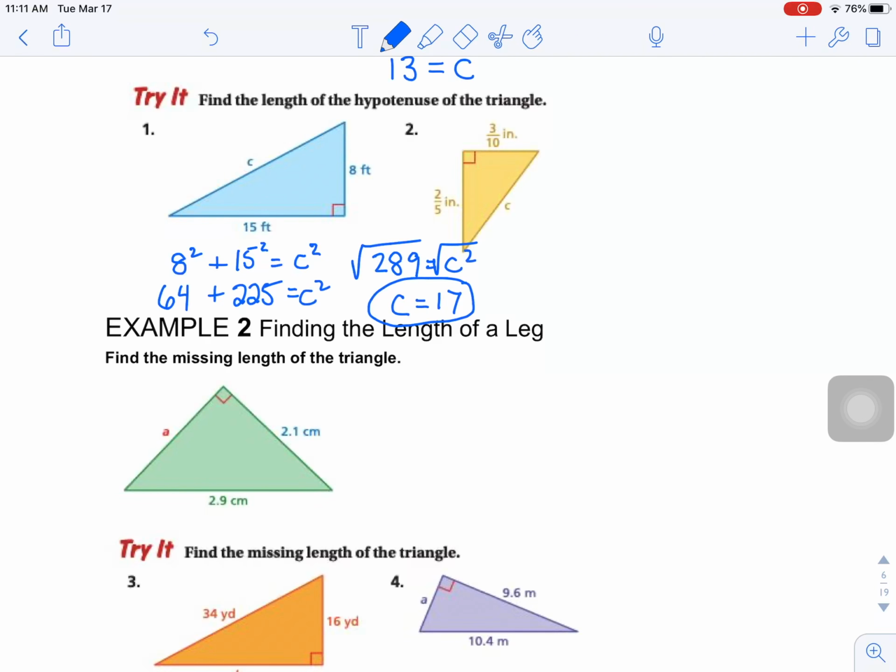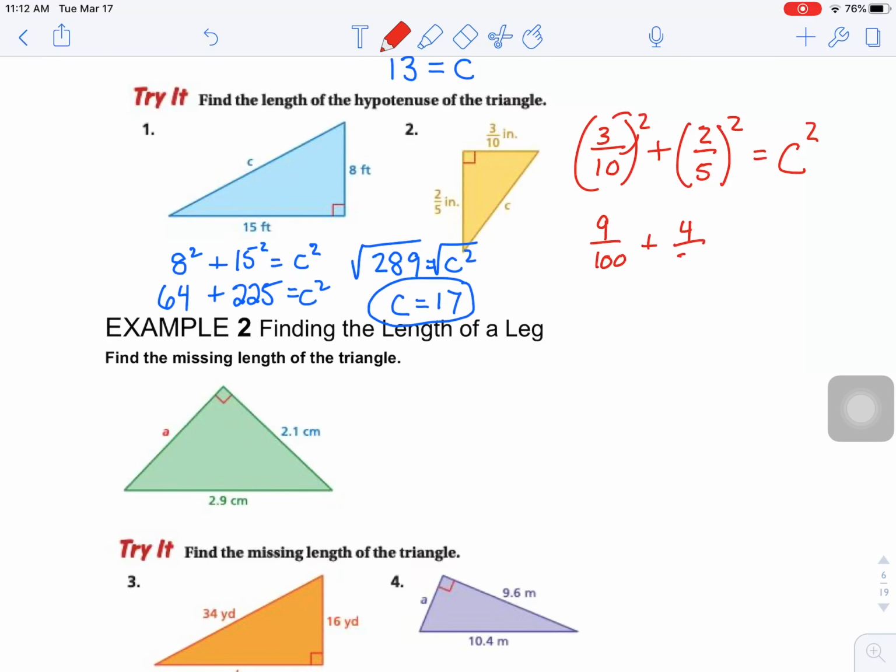Alright, looking at problem 2, I'll switch to red. Same concept, but here we have some fractions, that's okay. So if I plug those in, I get 3 tenths squared plus 2 fifths squared equals c squared, which is our hypotenuse. Remember when you're squaring fractions, that 2 is basically distributed to both the numerator and denominator. So I get 9 over 100 plus 4 over 25 equals c squared. To add fractions, I need a common denominator.